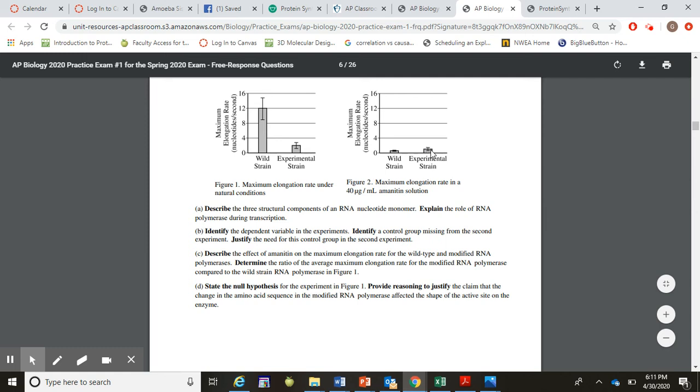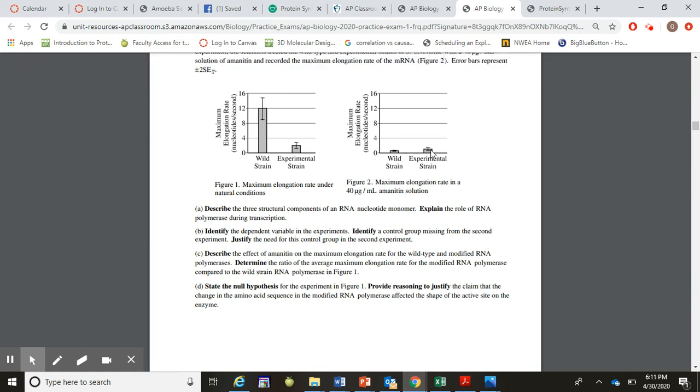And here the elongation rate was, well, this is probably even less than 1, honestly, when I look at it, because I would assume halfway here would be 2. So I don't know. I guess this is closer to 0.5. But basically, you can see that it reduced the elongation rate for both the wild strain and the experimental strain.